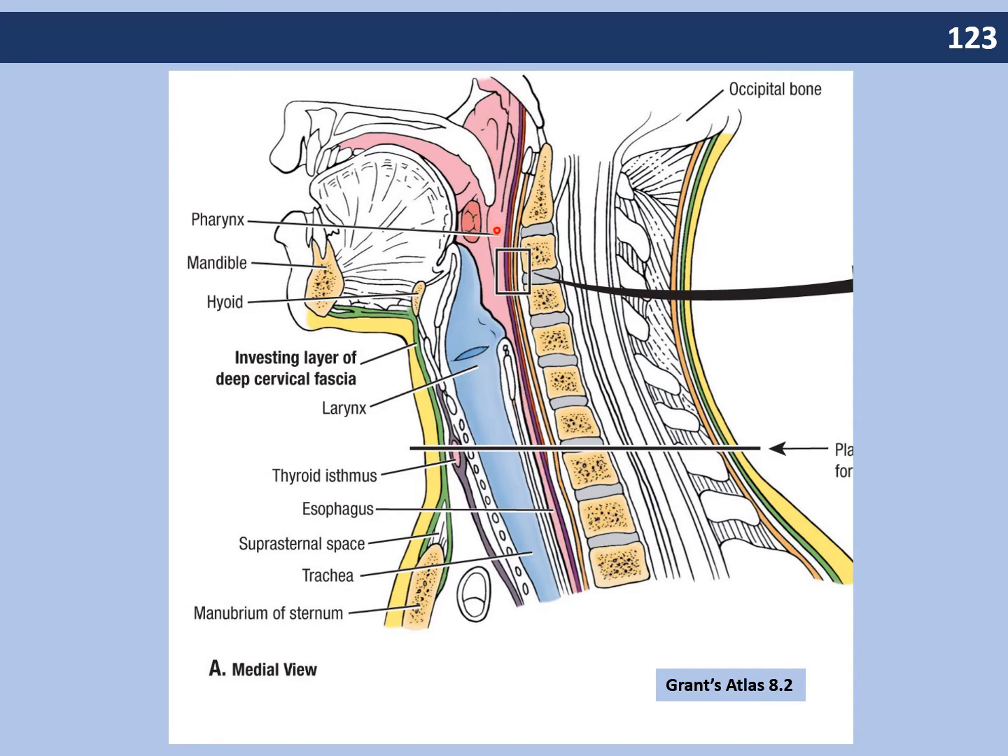It's this posterior region shown here in pink, continuous with the epiglottis, where the larynx is anterior. The buccopharyngeal fascia that we talked about previously is in this dark maroon color, and that is the anterior border of the retropharyngeal space, subdivided by the alar fascia.